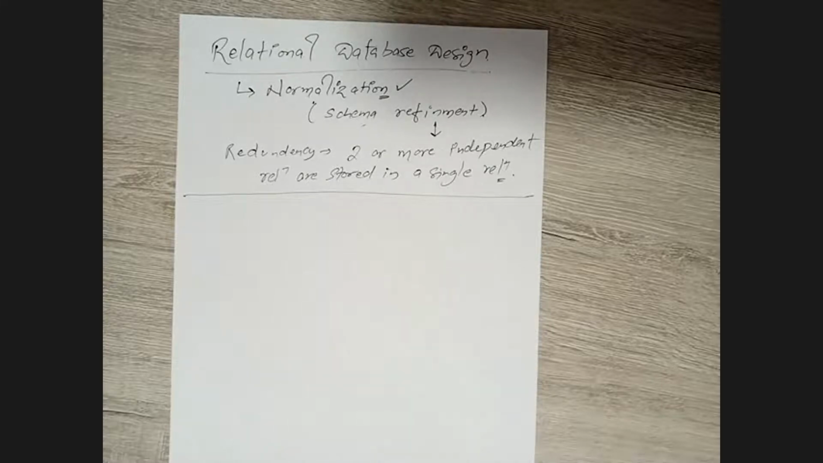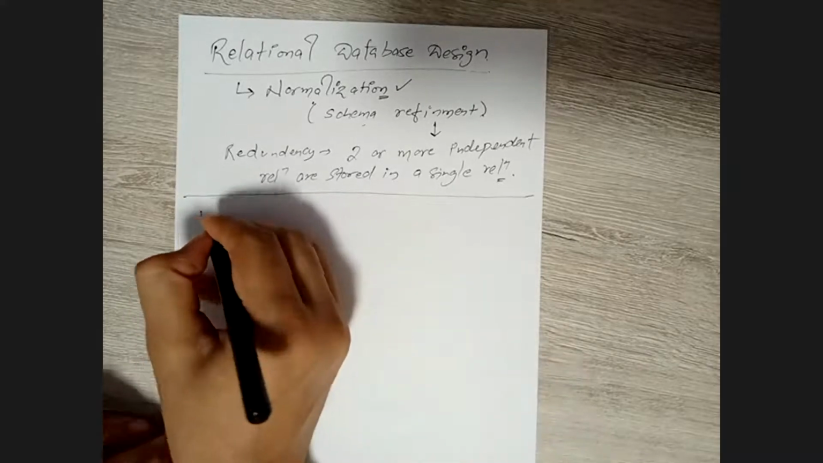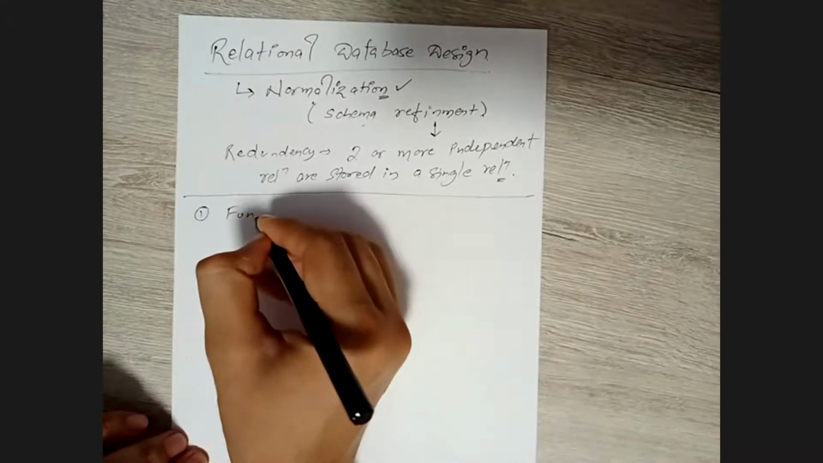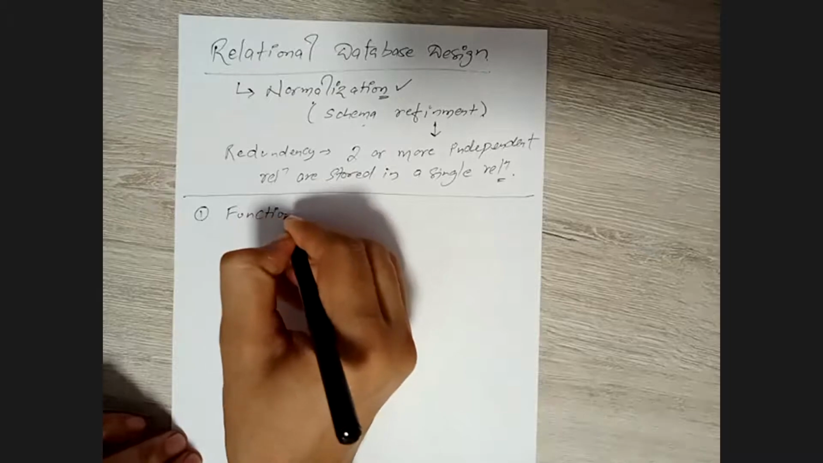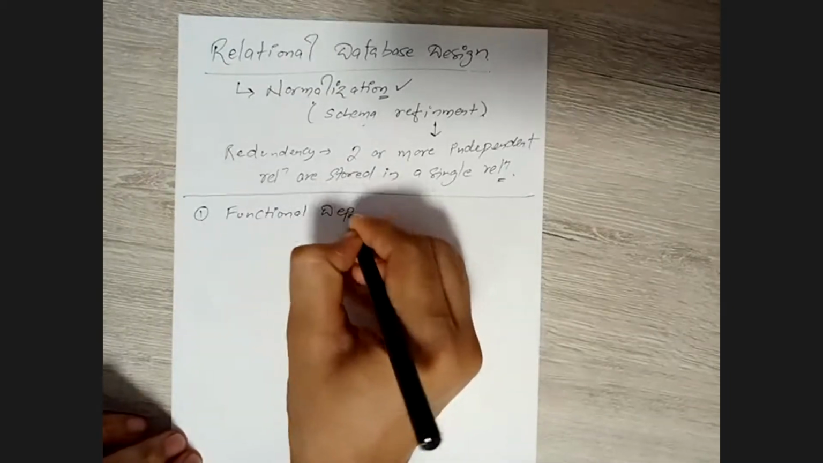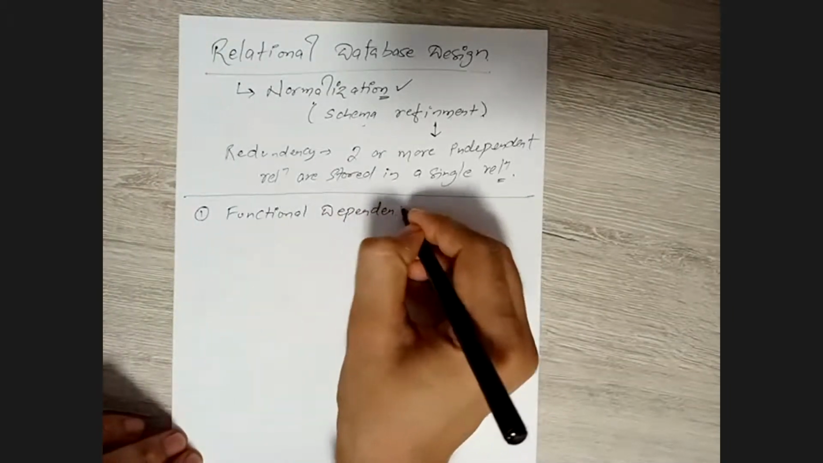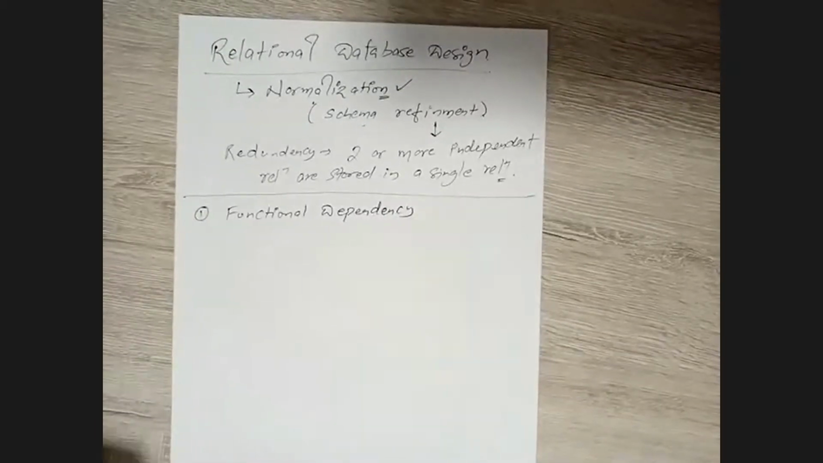Okay, the first one is functional dependency. We will now go in depth into functional dependency over here, right? We had just a taste of what functional dependency is when we were doing the key part, right? But now let's understand in depth over here, right?